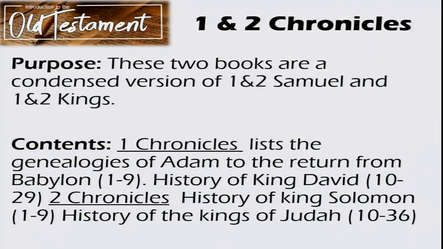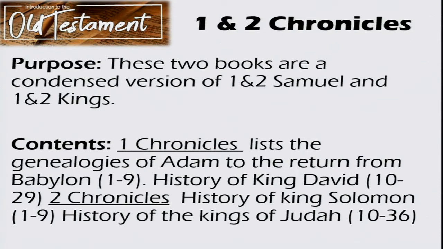Moving hurriedly along, 1st and 2nd Chronicles is essentially a Cliff's Notes version of 1st and 2nd Samuel and 1st and 2nd Kings. So it's kind of this condensed version. Also, some things that are different about the two is that 1st and 2nd Chronicles focuses mostly on the priestly side of the influence, the priests, whereas in 1st and 2nd Samuel and 1st and 2nd Kings, you see a lot more working with the prophets.